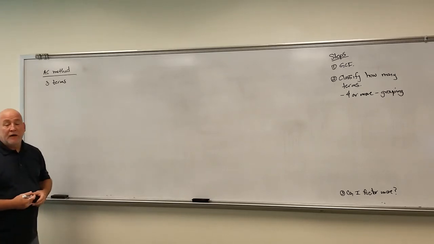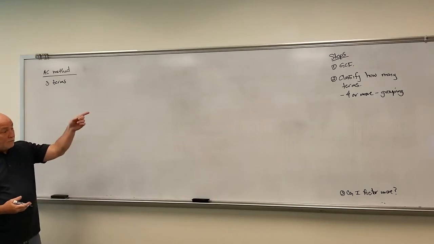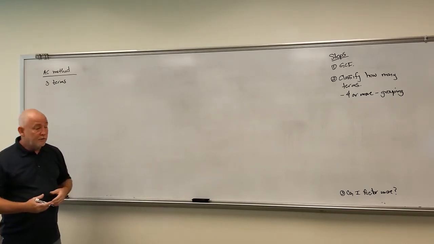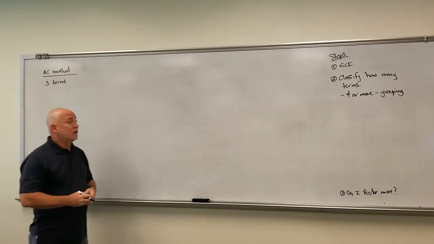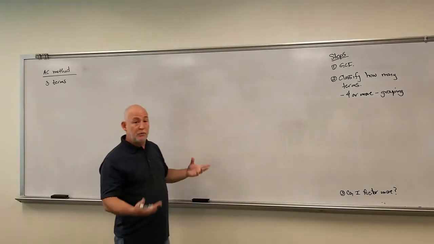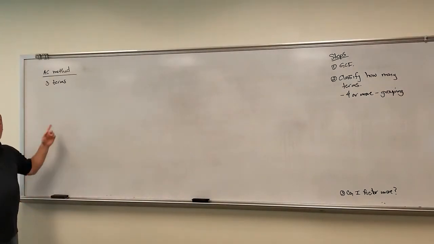Last time we looked at factoring, we looked at the very first step we always want to do with factoring, which is our greatest common factor. And then after we've either taken out or not taken out a greatest common factor, if there is one, we classify how many terms. We saw if we had 4 or more terms, grouping was a good idea on how to approach it. We're now going to take a look at how to approach it if we have 3 terms.